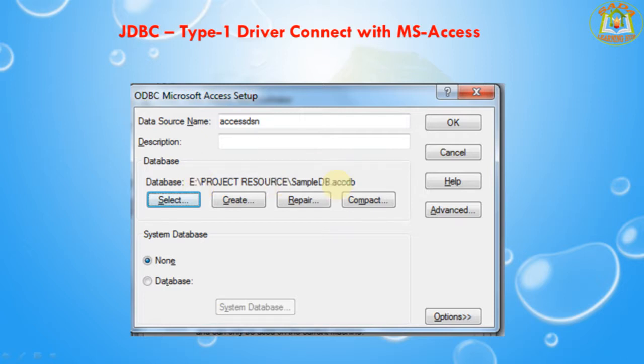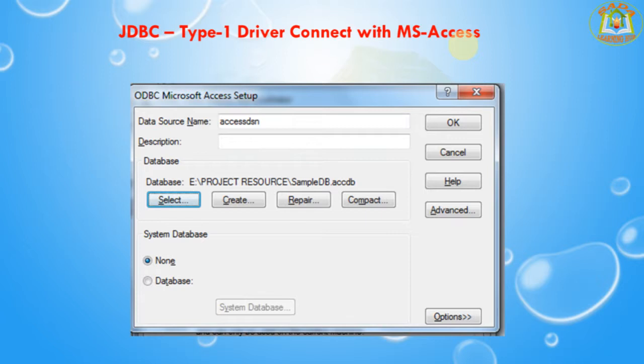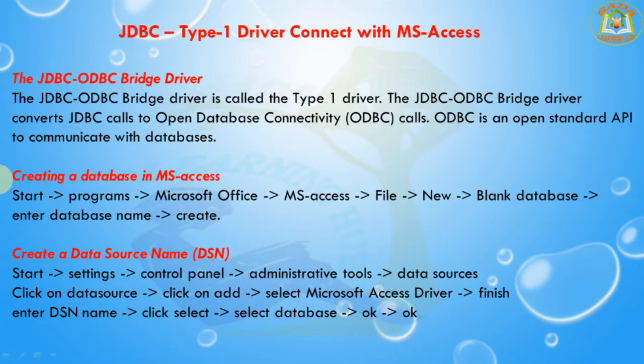Next I'm going to tell about how to create a Java application by accessing that database. Now it's completed for creating a data source name. For that, go to the Start menu, Settings, Control Panel, select Administrative Tools and select the data source. Click on Add. Select the MS Access driver and finish. Enter the data source name, select the database and click on OK.